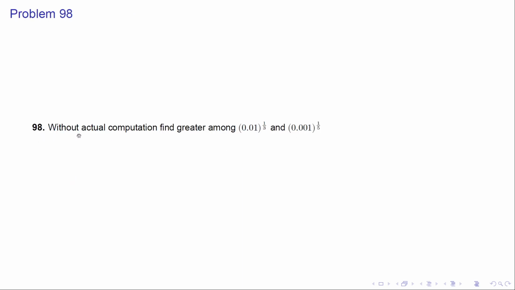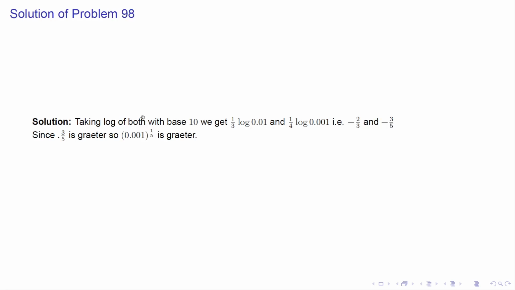Problem 98 says that without actual computation, find greater among 0.01 to the power 1 by 3 and 0.001 to the power 1 by 5. So we take log of both sides with base 10. So we get on left hand side minus 2 by 3 for log 0.01, and we get minus 3 by 5 for 0.001.